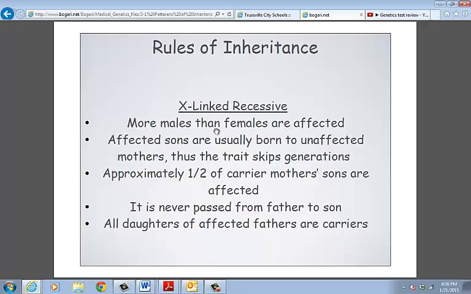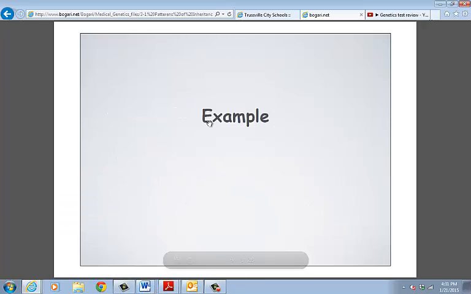Sons are usually born to unaffected mothers. Okay, so here's crossing over. Describe crossing over and its importance. It's going to occur in prophase 1. Let me see if they have two chromosomes.